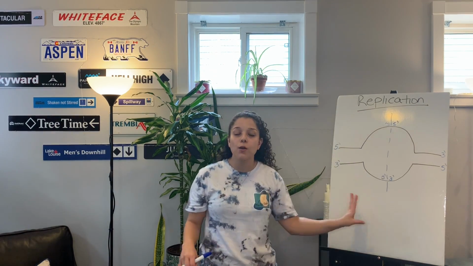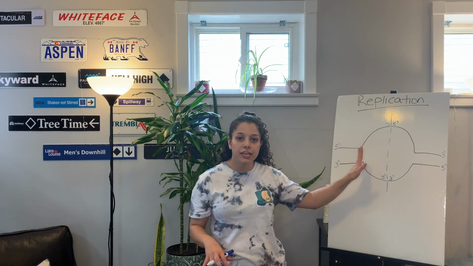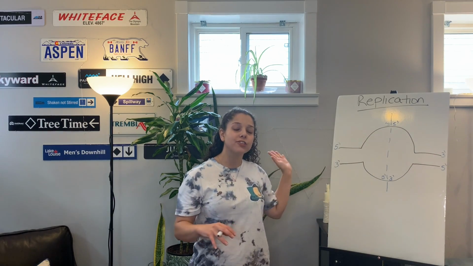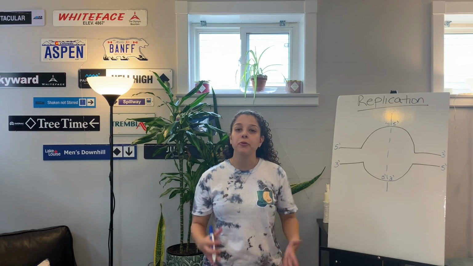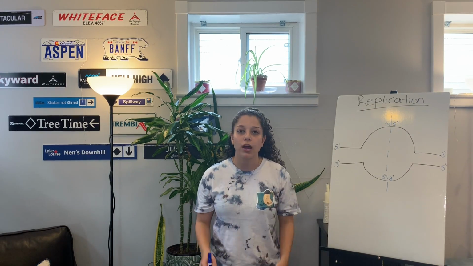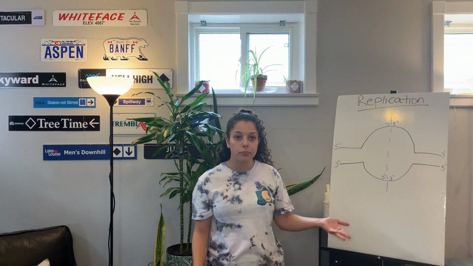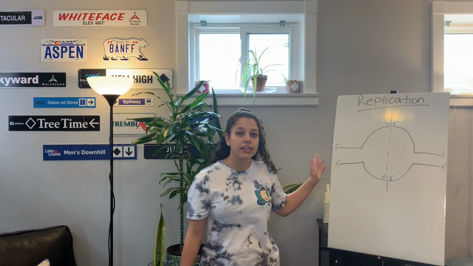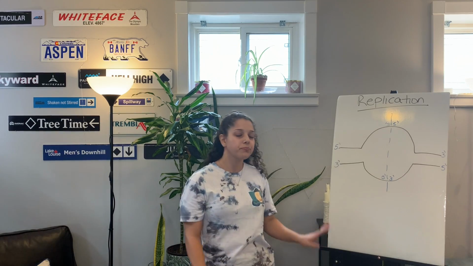So I've divided our replication bubble in half, which is now going to show us that replication is going to happen on either side of this replication bubble. But we have to remember that polymerase always synthesizes DNA in the 5' to 3' direction. So let's put some directionality on this replication bubble. This top strand here is in the 5' to 3' direction.